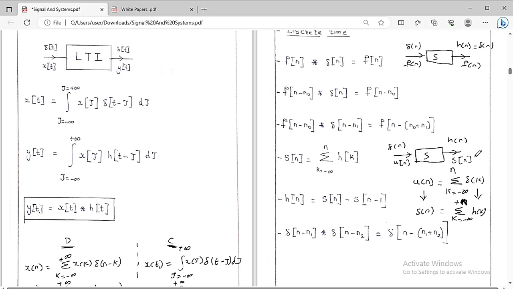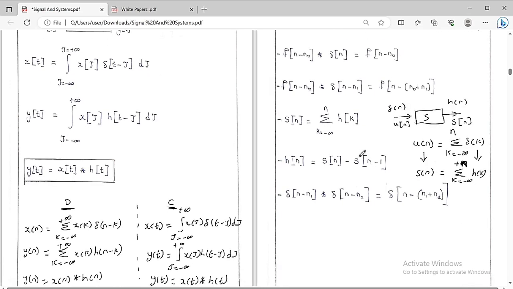So similarly, we can get the relation between these two things also. For u of n, what is the response? S of n. And for delta of n, the response is h of n. So for delta of k, what is the response? H of k. I would then get the signal same as it is. So s of n is equal to sigma k equals minus infinity to k equals n of h of k. Then what is the reverse?